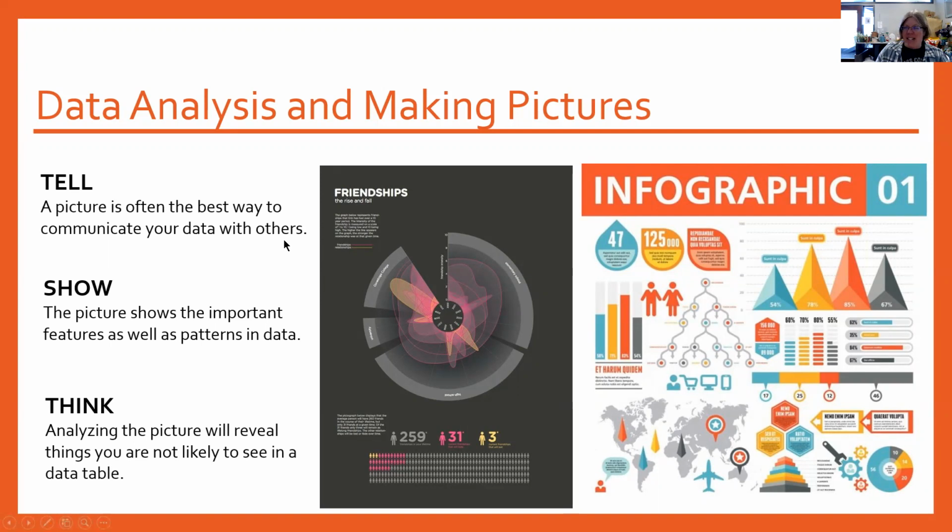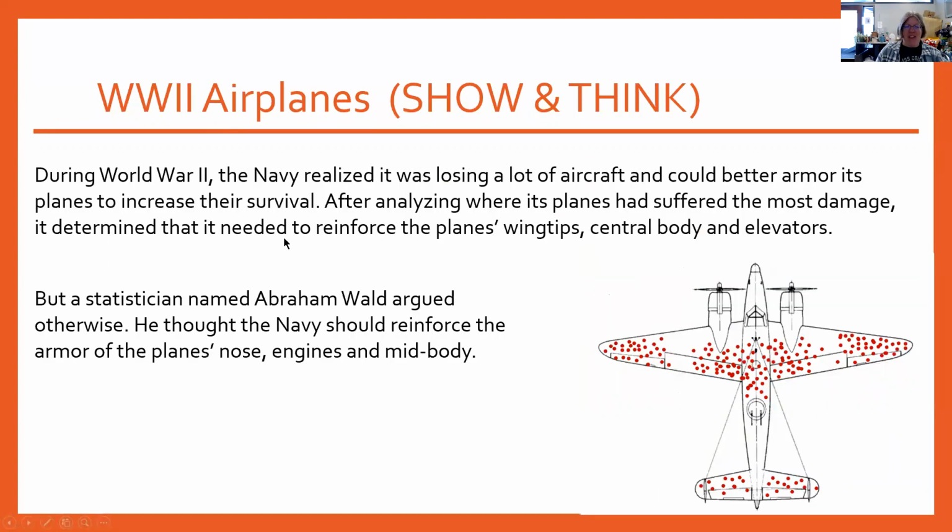All right, let's look at an example of this. You guys might have seen this one floating around on social media. This is from World War II, and the Navy was concerned about the number of aircraft that they were losing. So what they did was, when the planes came back, they would mark down where all the damage was on the planes. And then they decided that they were going to reinforce those areas because that's where the planes are getting hit.